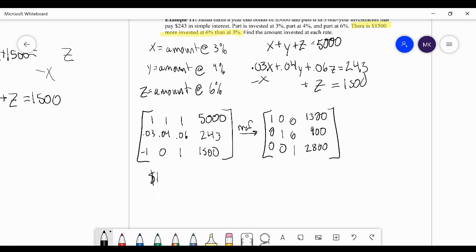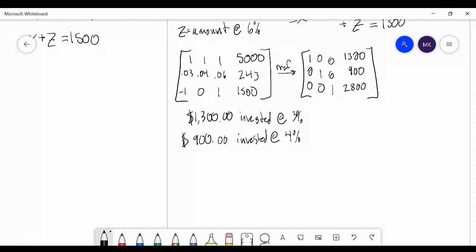is that $1,300 is invested at 3%, $900 is invested at 4%, and lastly, $2,800 is invested at 6%.